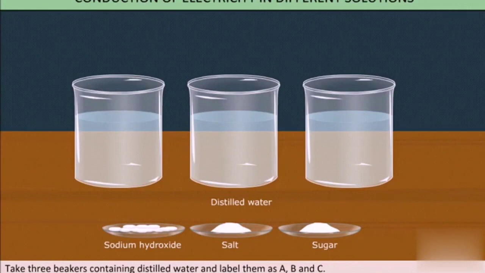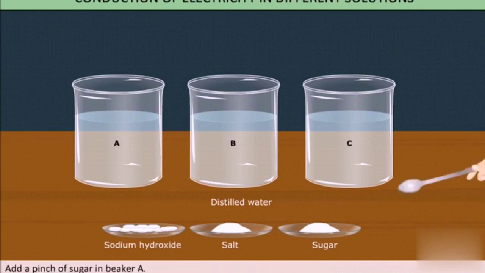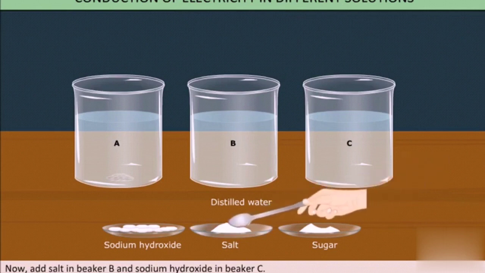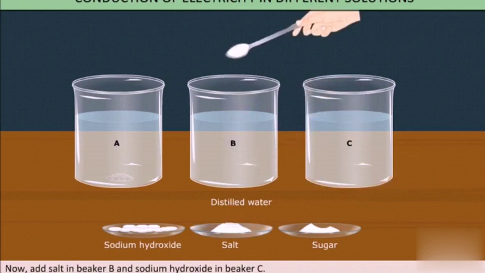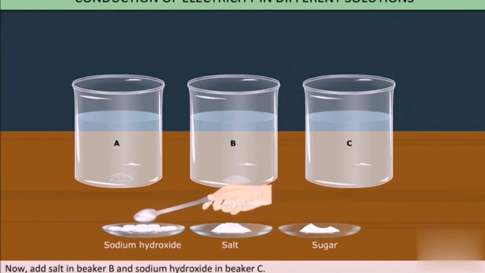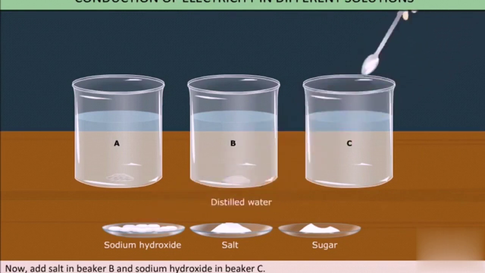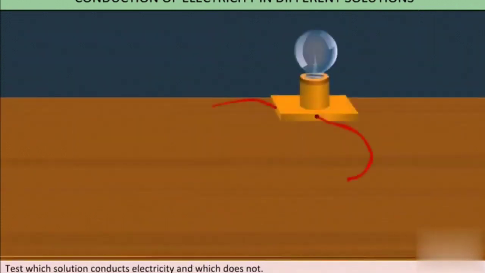Take 3 beakers containing distilled water and label them as A, B and C. Add a pinch of sugar in beaker A. Now add salt in beaker B and sodium hydroxide in beaker C. Test which solution conducts electricity and which does not.